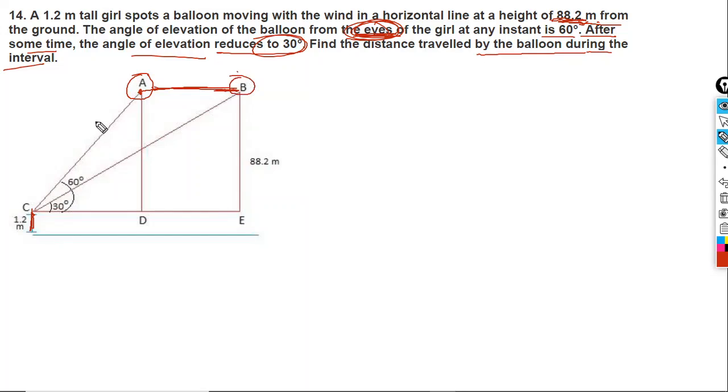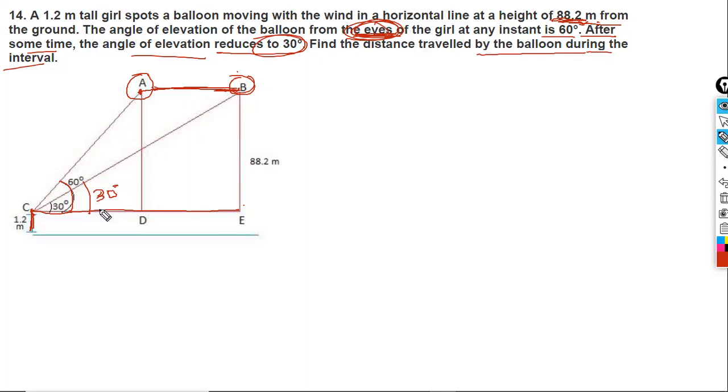Now you see the angle of elevation from the eye of the girl is 60 degree first. That means angle ACD. You have to draw a horizontal line parallel to the ground from the eye of the girl. Now angle ACD will be equal to 60 degree, and after some time the balloon has moved up to point B. Now the angle of elevation to point B will be angle BCE. That means this angle is 30 degree.